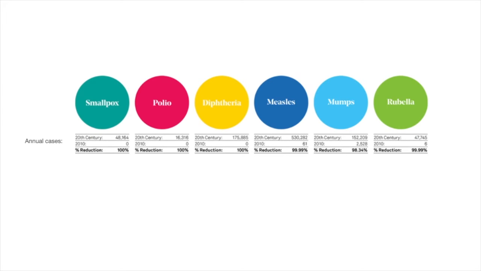Polio, the same thing. 100% reduction. Diphtheria, measles is 500,000 cases a year in the 1900s. And now we have just a handful, and that counts as a 99.99% reduction. Before these vaccines, any single one of these diseases could kill you.